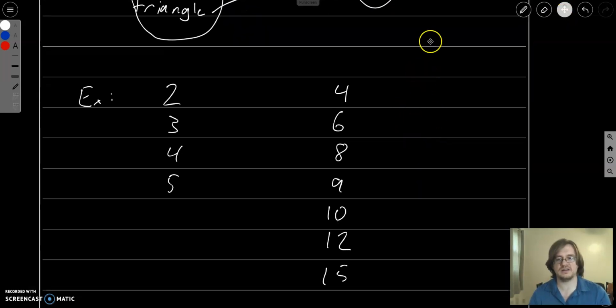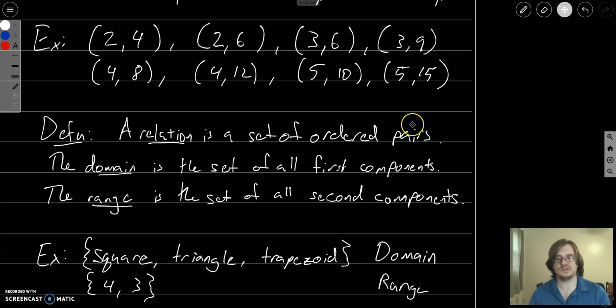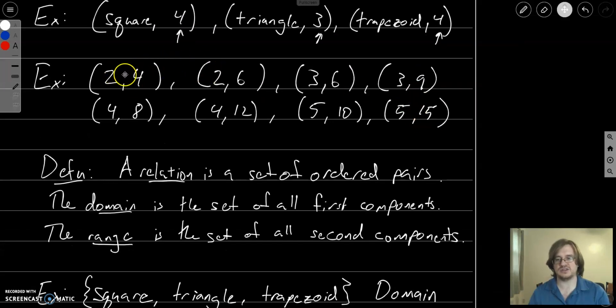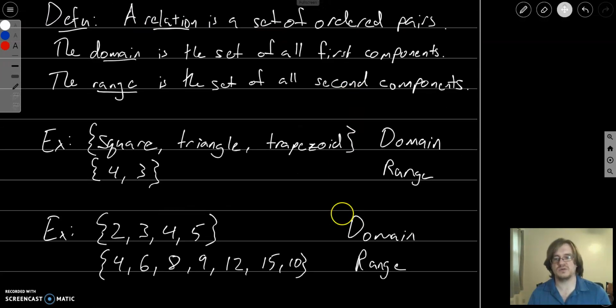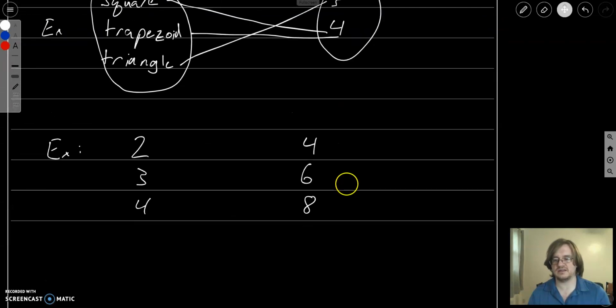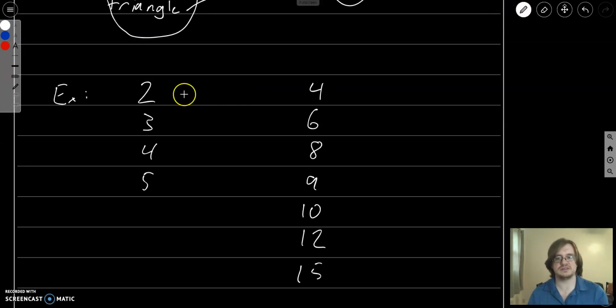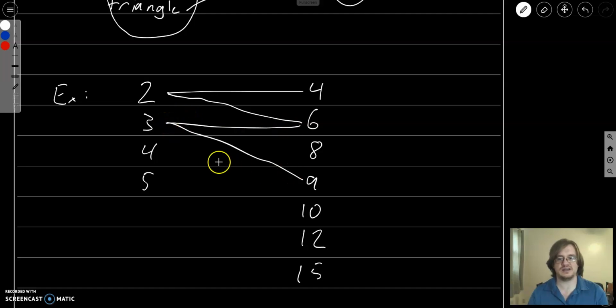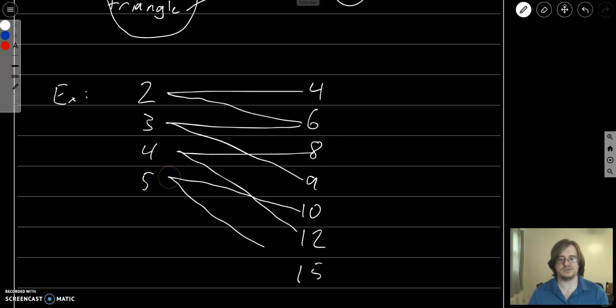So here, if we come back up to our original relation, I had everything is related to twice the value and to 3 times the value, just as a made-up relation. So when we come back down here, we can start drawing lines between these as well. So 2 will be related to 4, and 2 will be related to 6. 3 is related to 6, and 3 is related to 9. 4 is related to 8, and 4 is related to 12. 5 is related to 10, and 5 is related to 15.